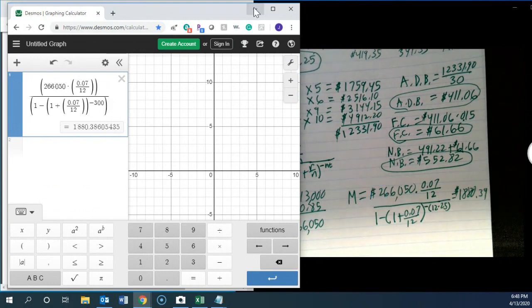Now, for those of you that are using Desmos or the TI-84 calculator, do not, and I repeat, do not get rid of this. When you type this in one time, leave it the same.